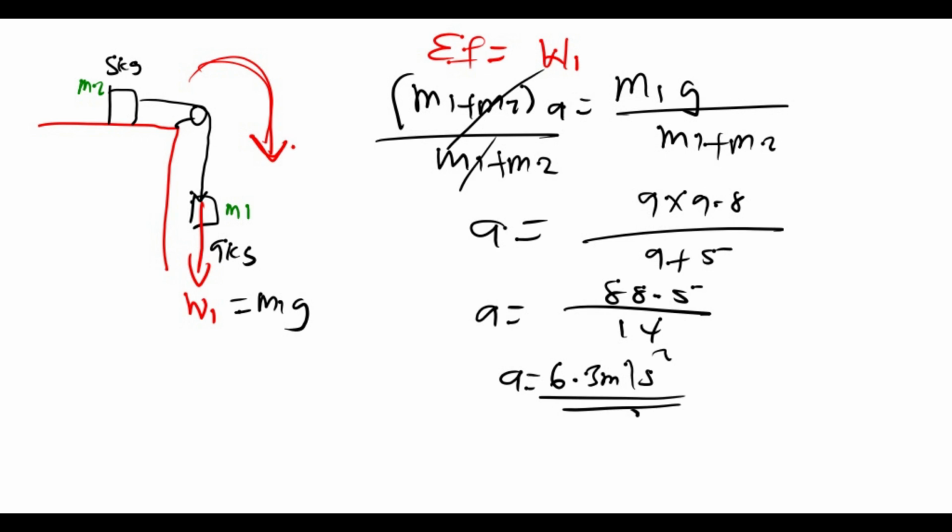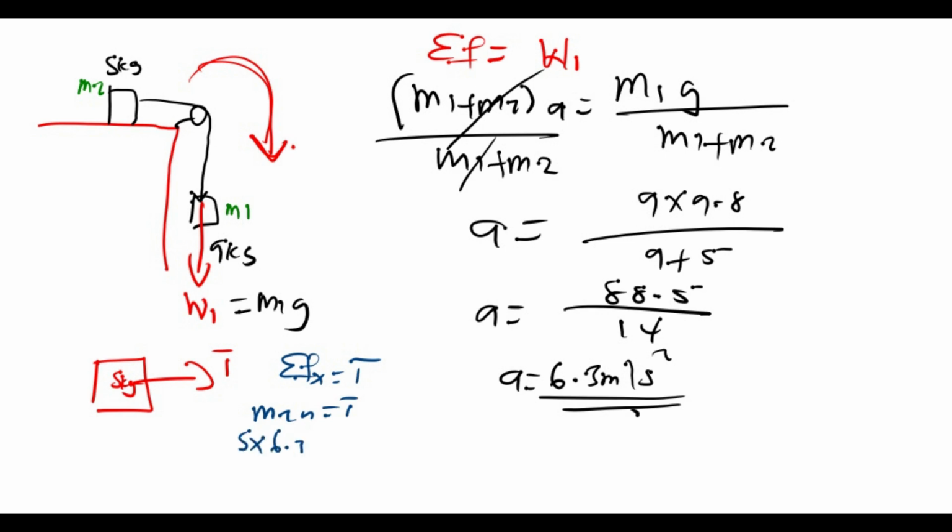What is the tension force? Tension force, you choose which one you want to use. You can use M1 or M2. The easiest way is to use just M2, which is 5 kgs. The only force acting is the tension force. You say the summation of forces in the x direction, you only have tension force. This is going to be replaced by M2 times A. Tension force, M2 is 5, times the acceleration.